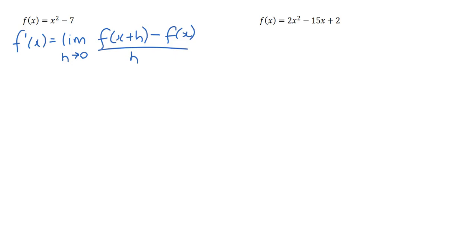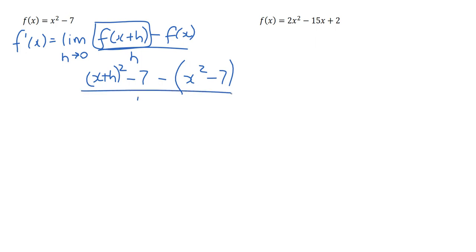And just remember for this one here, all we're doing is changing x for x plus h. So that's going to be x plus h squared minus 7. You happy with what I've just done then? Some people are looking confused. Who's not? Okay. Minus x squared minus 7. Happy? This is all over h.